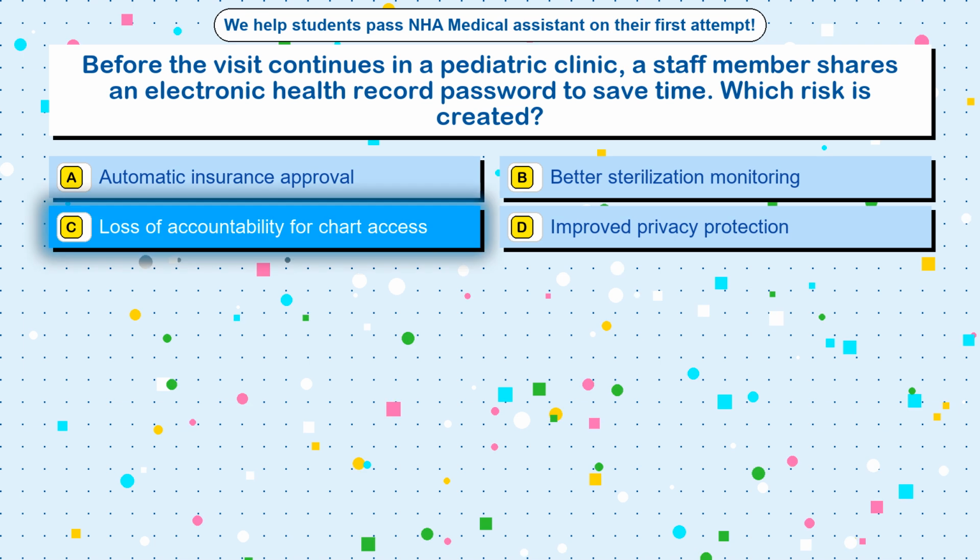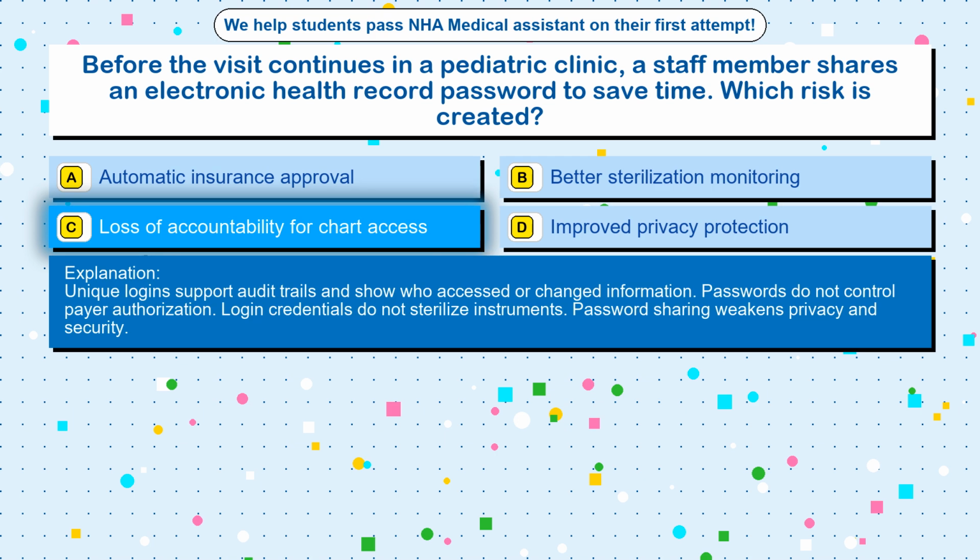The correct answer is option C, loss of accountability for chart access. Unique logins support audit trails and show who accessed or changed information. Passwords do not control payer authorization. Login credentials do not sterilize instruments. Password sharing weakens privacy and security.